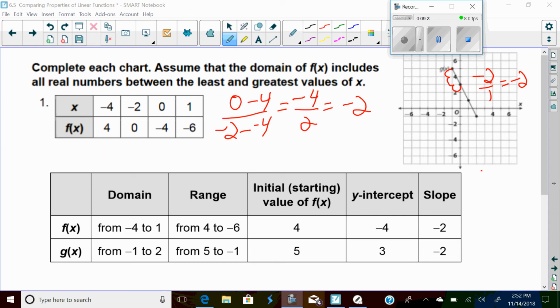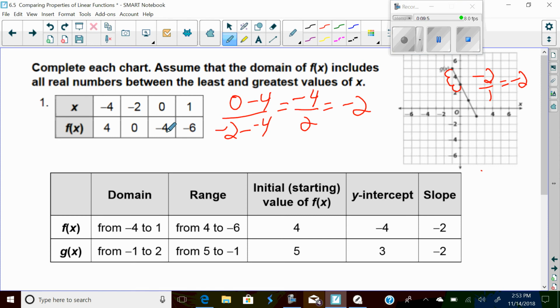Okay, you should get this. Your domain for your f of x should be all your x values, -4 to 1. Your range should be all your y values, f of x, so 4 to -6. Your initial value when you first put in your first x here is 4. Your y-intercept, when x is 0, y is -4.